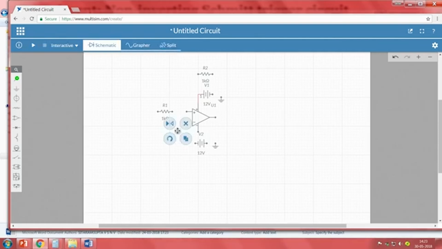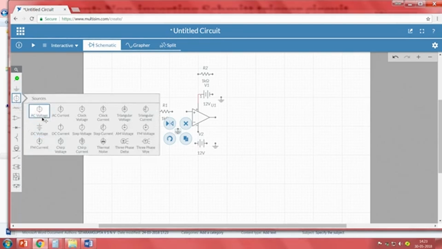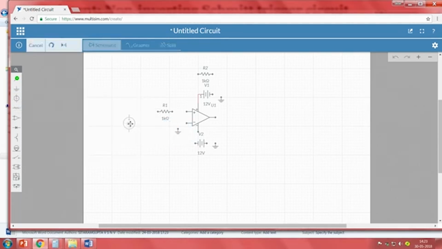Now, where is the input to be applied and where to measure the output? Input should be applied at the R1 resistor. So, what will I take? I will take a sinusoidal wave. So, I will place an AC voltage here, and we have to measure with respect to the ground. After placing everything, I will connect the wiring.